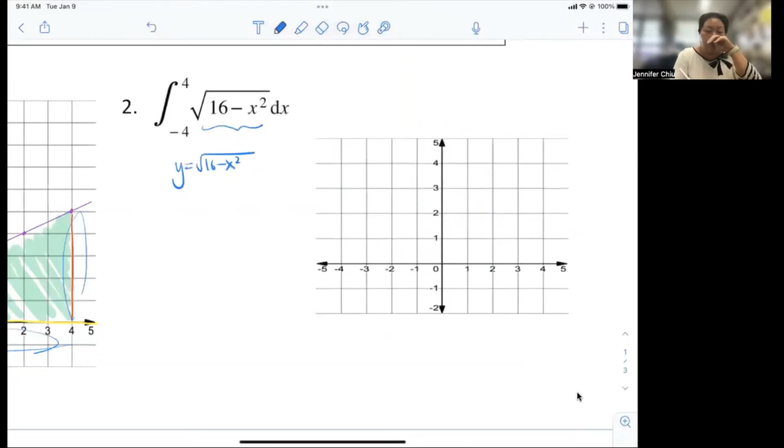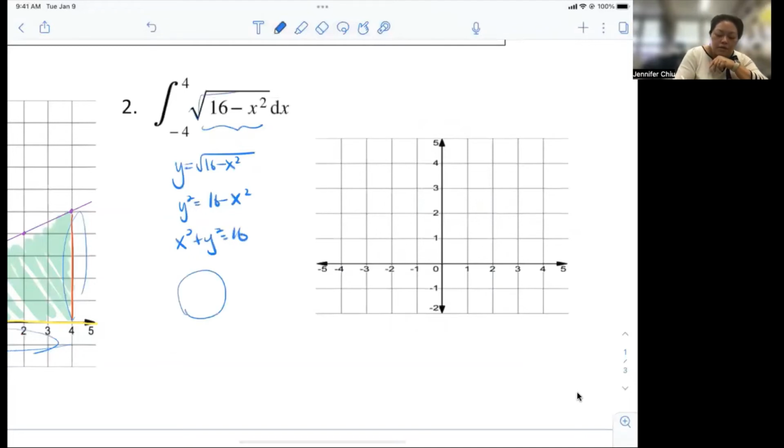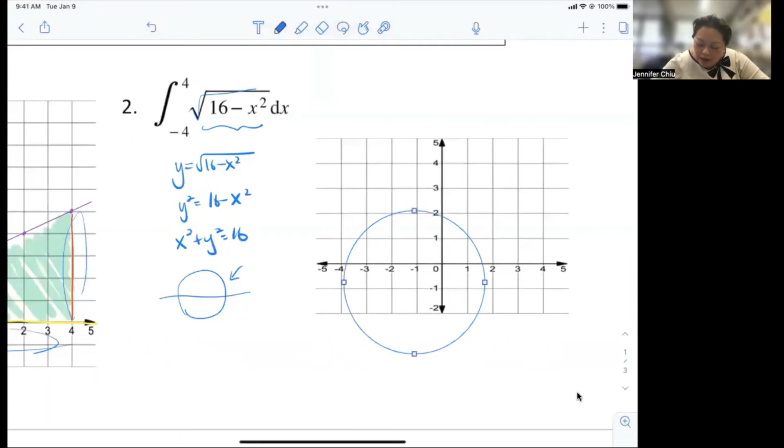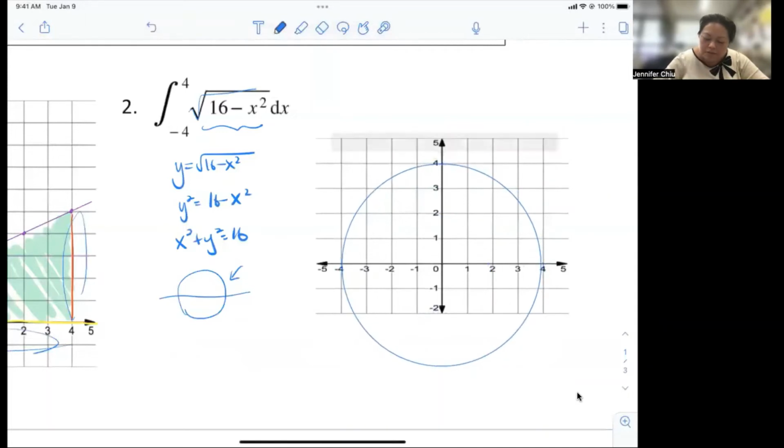If you were to manipulate this function, you get y squared equals 16 minus x squared, which is x squared plus y squared equals 16, which reminds you, hopefully, of a circle. But because this is a positive square root, it's only the top half of the circle. So this one, it's really a circle, and I'm going to cheat a bit to use my capability to draw a nice circle here to show you a semicircle.